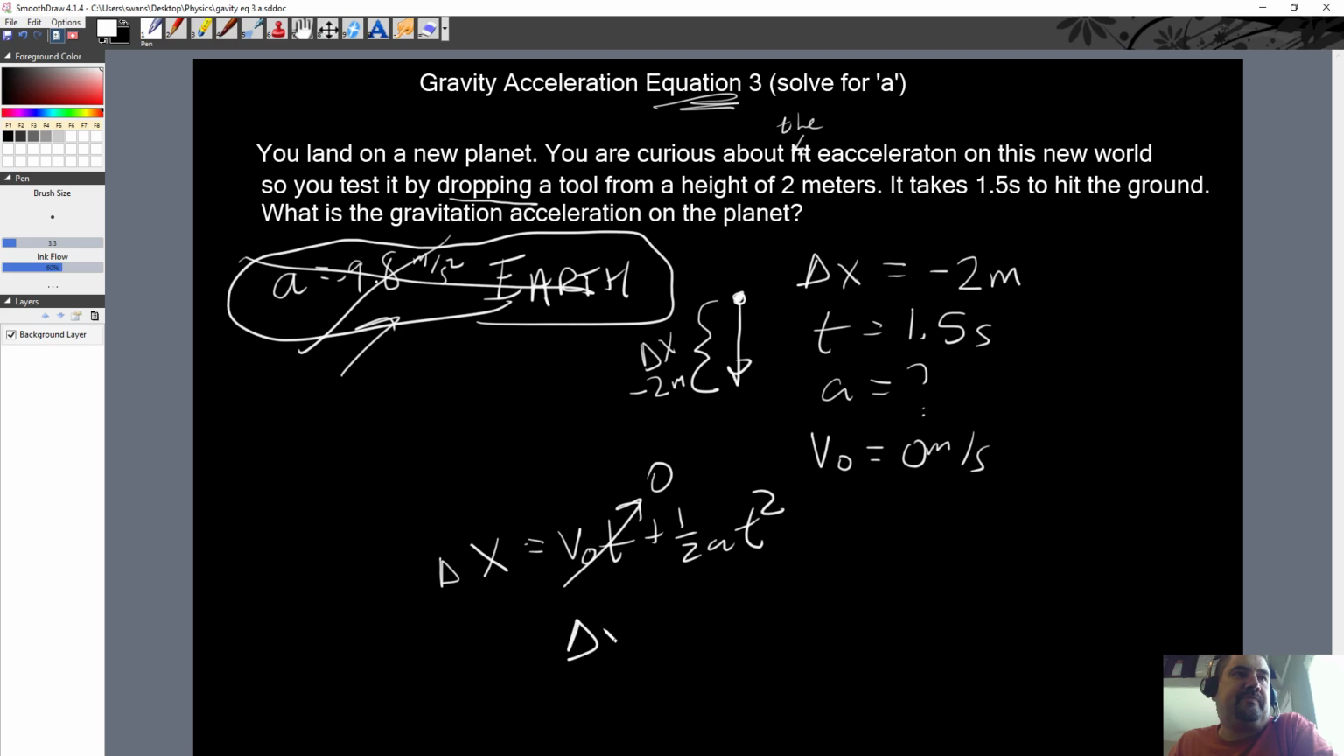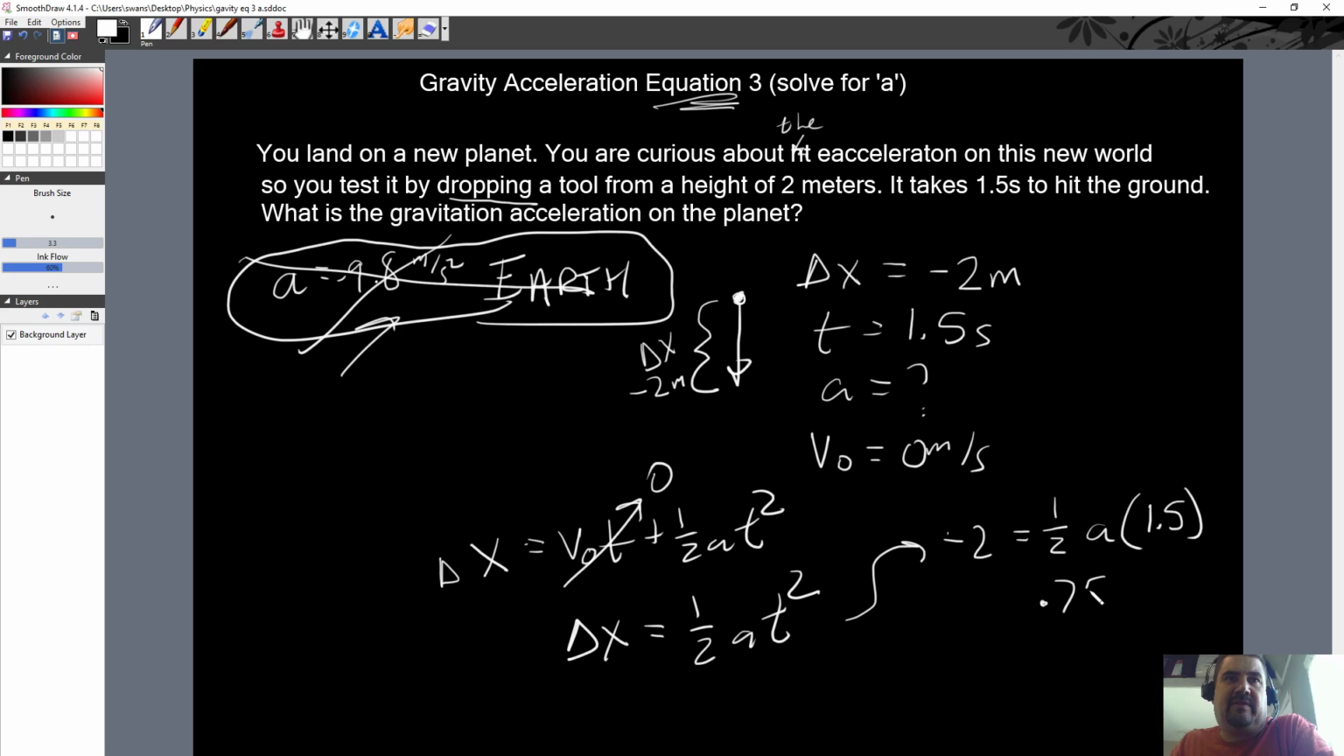So delta x is equal to 1/2 a t squared. What do we do next? Let's plug everything in. Delta x, negative 2, is equal to 1/2 a times 1.5 seconds squared. So let's multiply this all up. That's going to be 0.75 times a, because that's half of 1.5, is equal to negative 2.